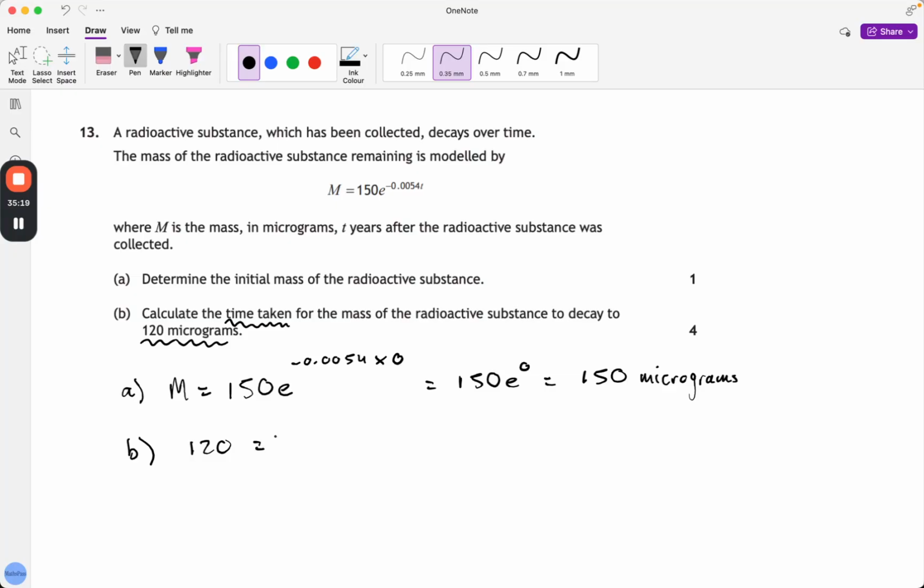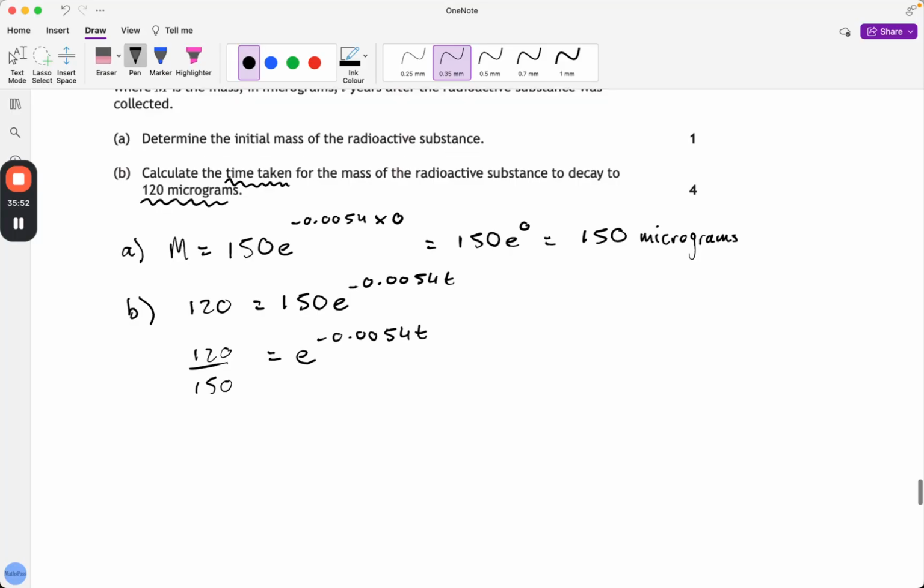looking for t. So we have that 120 is equal to 150 e to the minus 0.0054 t. So because t is kind of stuck inside this exponential, we have to do a little bit of work first. So I first want to make sure I've just got my exponential on its own. So it's currently getting multiplied by 150, so I'm just going to divide both sides by 150. So that ends up giving me 120 over 150, and that is equal to my exponential to the minus 0.0054 t. And we can make that a little bit nicer as well.